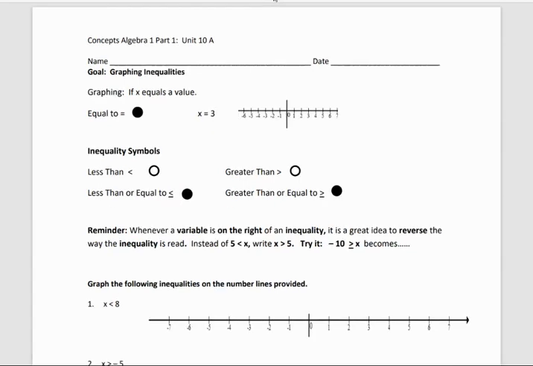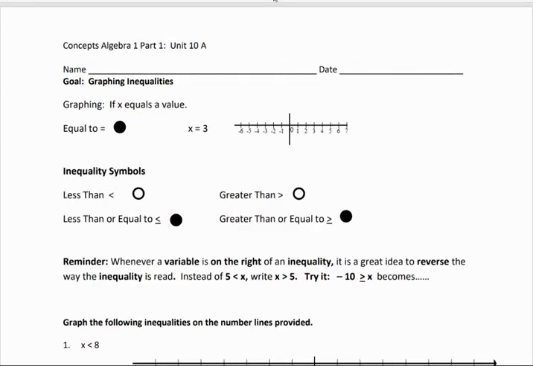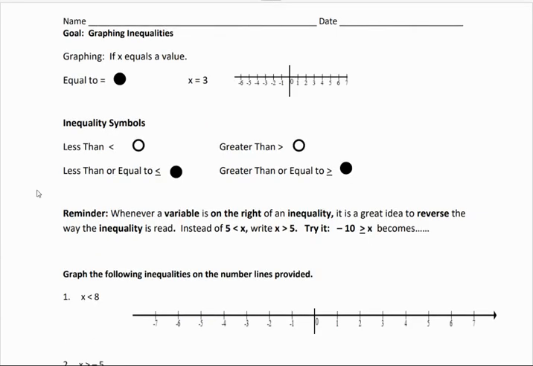So here is 10A, and what Unit 10 is about is inequalities. Hopefully we have seen these symbols before, but what we're talking about are our less than symbols and our greater than symbols. Our less than symbol, right here, is where the arrow is pointing to the left. Our greater than symbol, then we have our less than or equal to, and our greater than or equal to.